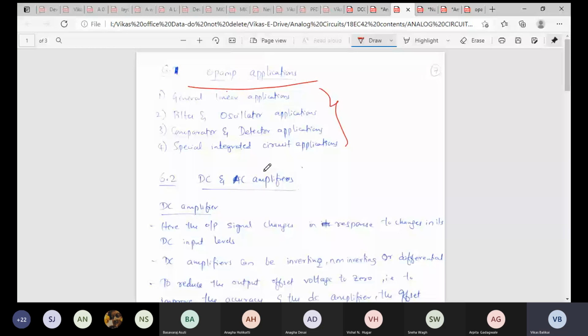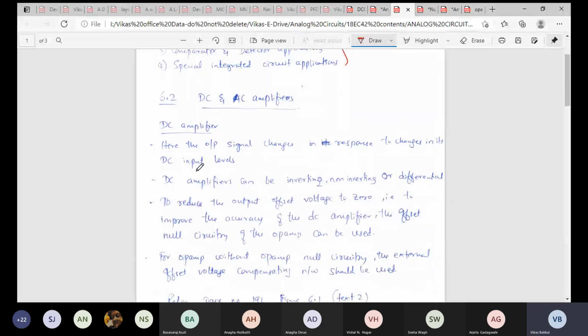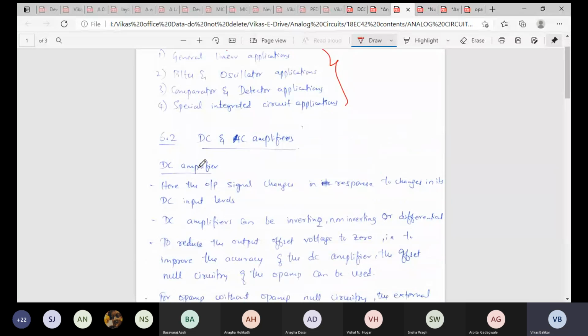So before that, let's have a glimpse: can we have both AC as well as DC amplifications? Is it possible to have both kinds of amplification given an op-amp? Of course there is a provision to have both AC and DC amplifications. When we talk about DC amplifiers, the output changes in response to changes in its DC input levels only. It is not going to consider the AC levels.